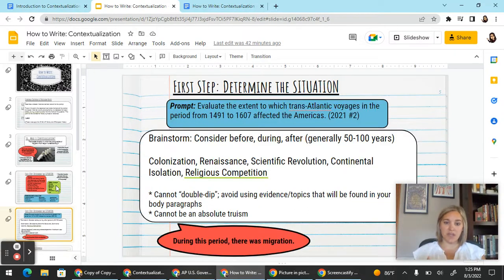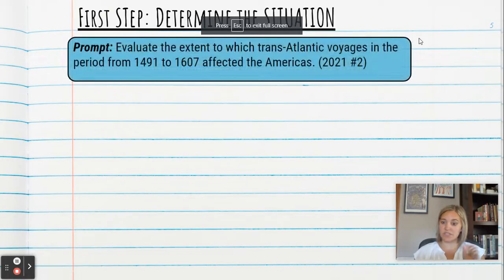Then I move on to them actually practicing this skill. When you go through this on your own or with the video, you'll see that it doesn't populate all at once, which gives you the opportunity to pause. Here's the prompt that I have students go through. Evaluate the extent to which transatlantic voyages in the period from 1491 to 1607 affected the Americas. This is the APUSH prompt from 2021. However, the content is covered in all the AP history courses, so it's great for practicing in any of these classes.